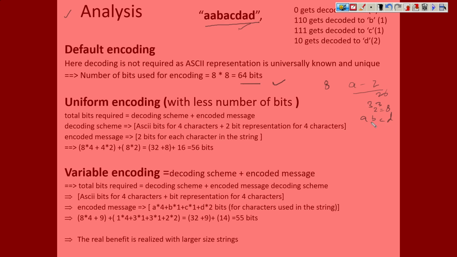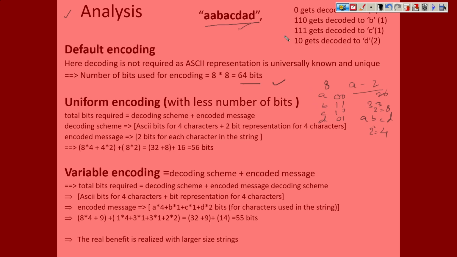So 4 different characters can be easily represented by 2 bits, because with 2 bits we can make 4 different combinations. So 2 power 2 is 4, and with 2 bits you can make combinations like 00, 11, 10, and 01. So these are the 4 different combinations. So we can say that A may be this, B may be this, C may be this, D may be this. Means every character is using 2 bits.